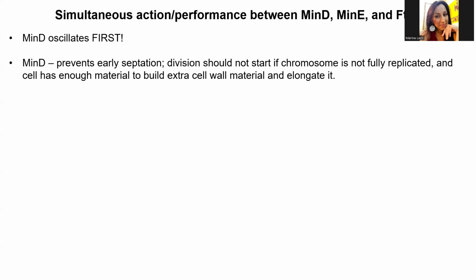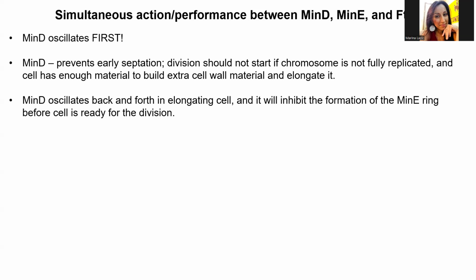Min D is important because it prevents early septation. It prevents septation before the chromosome is fully replicated. It's important for the cell to have enough material, most importantly chromosome replication, but also RNA and proteins. So Min D will oscillate back and forth in the elongating cell, and it will inhibit Min E from forming an early septum before the cell has enough material to complete both cells. So the one who controls it is Min D.